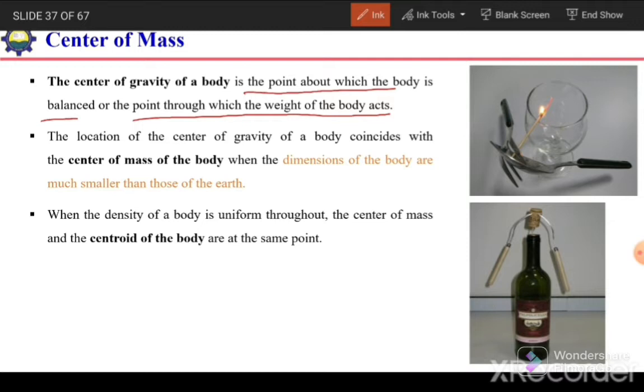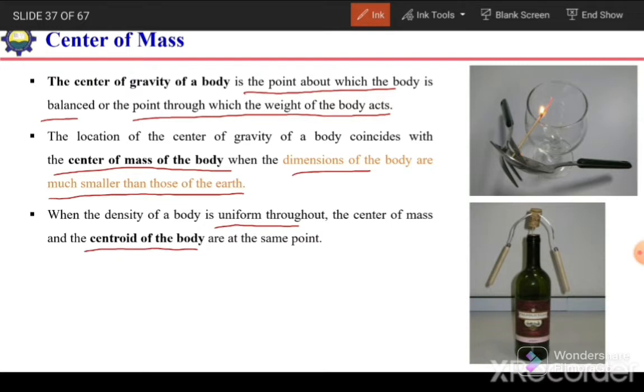The location of the center of gravity of a body coincides with the center of mass if the dimensions of the body are much smaller than those of Earth. All the structural members are shapes on the Earth. Their dimensions are very small compared to the dimensions of Earth. So we can say that their center of mass as well as the center of gravity coincide with each other. When the density of a body is uniform throughout, the center of mass and the centroid of the body are at the same point.